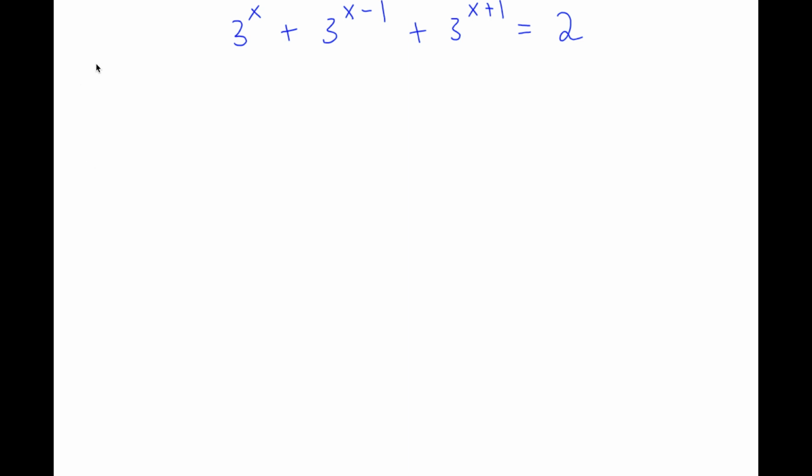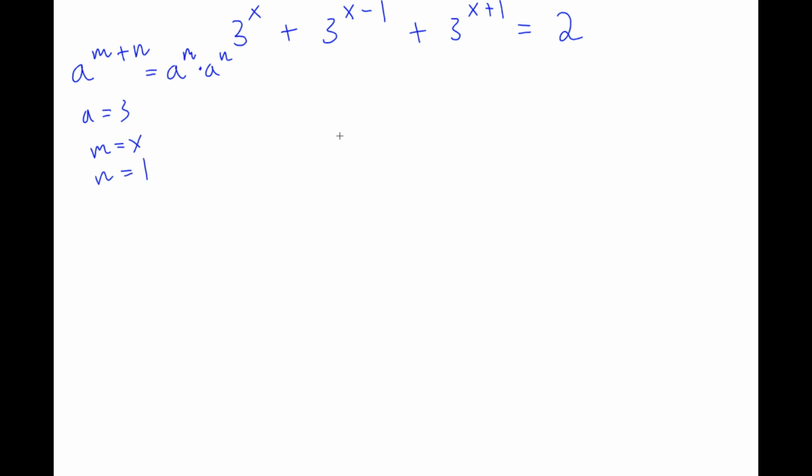Now, our first property that we are going to use to solve this problem is that if we have something in the form a to the power of m plus n, this is equal to a to the power of m times a to the power of n. So as you can see here, we have 3 to the power of x plus 1, and we can say that a is 3, m is equal to x, and n is equal to 1.